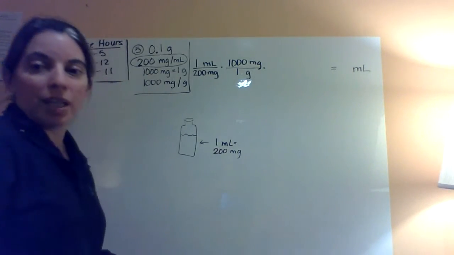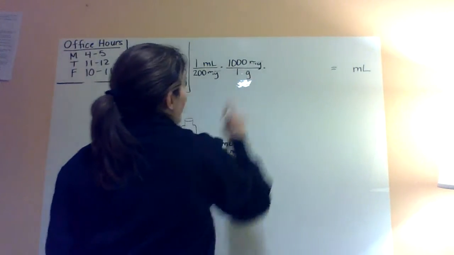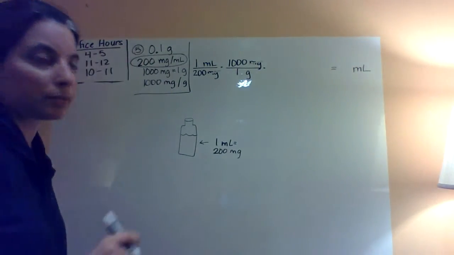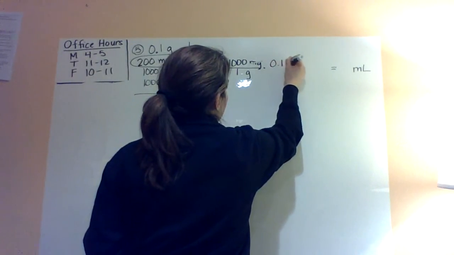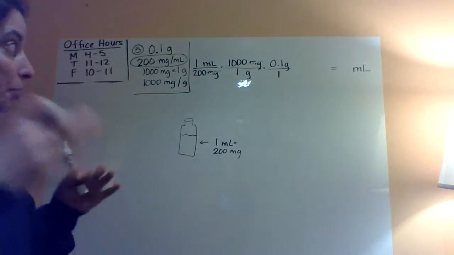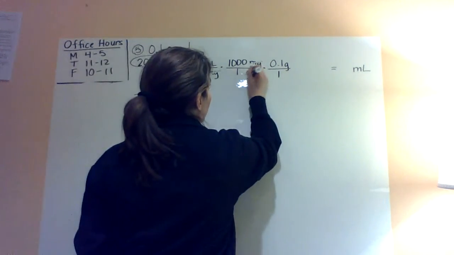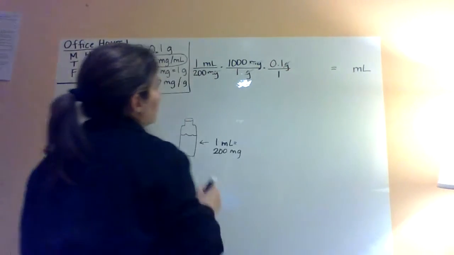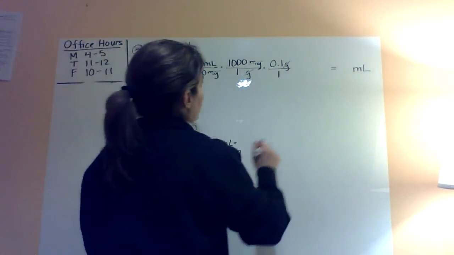So the milligrams cancel out. I have grams. I do not want that in my answer. So the last thing I have is 0.1 gram. Since that's just a single piece of information, there's no ratio there, I'm just going to put it over 1. My grams cancel out. I'm left with just milliliters, which is exactly what I want.